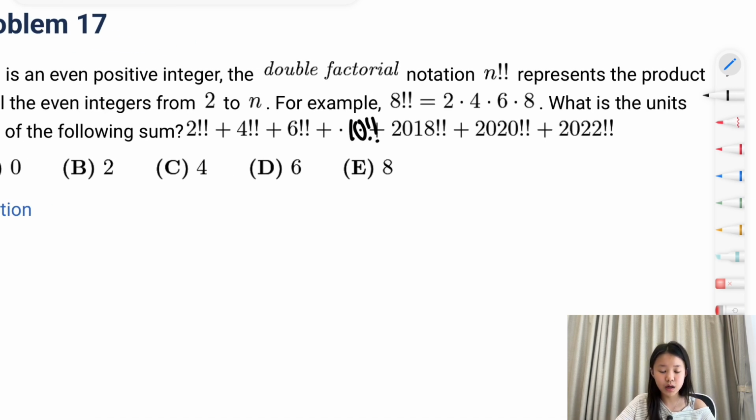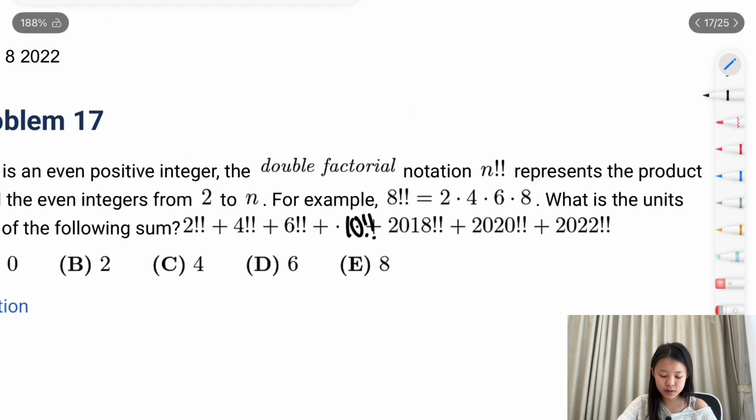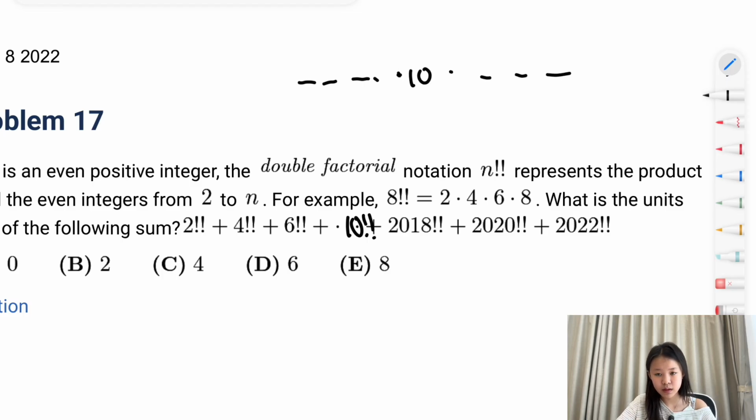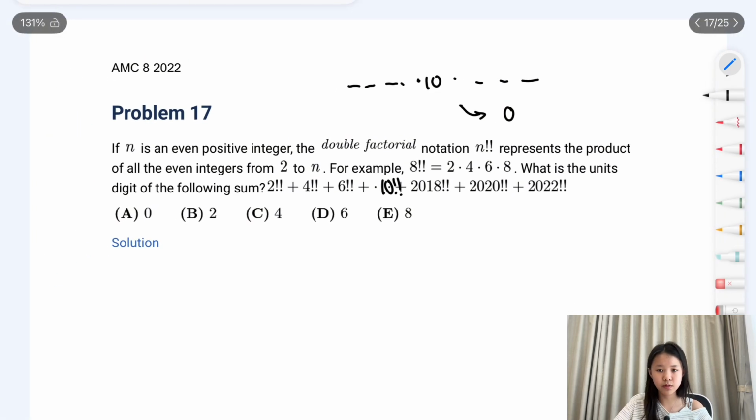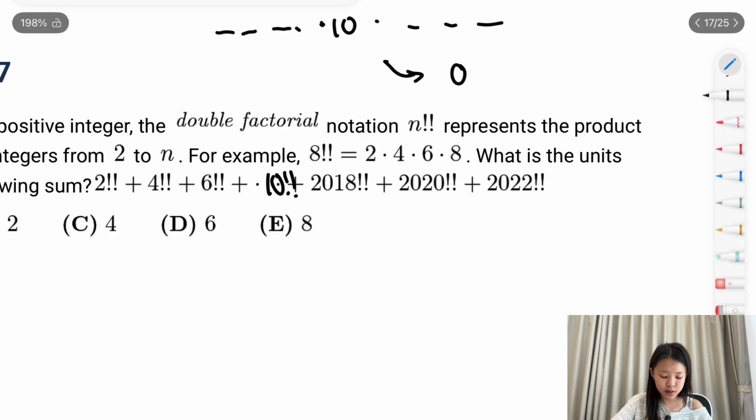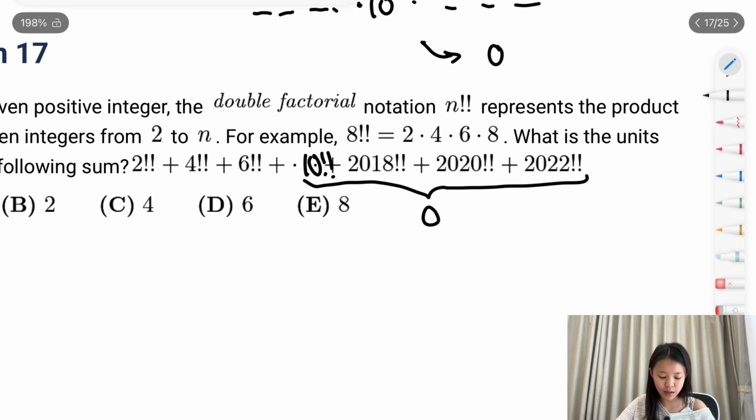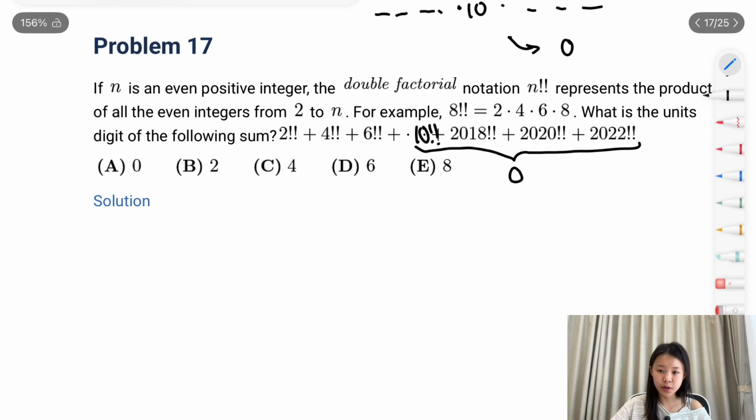So all the way up from 10 double factorial to 2022 double factorial, these numbers are all something times 10 times etc. And so that means that the units digit of all of these is always going to be 0. And since the only number we care about is the units digit, we can assume that all of these numbers just add up to 0. And our job here is then we only have to add up 2 double factorial to 8 double factorial.